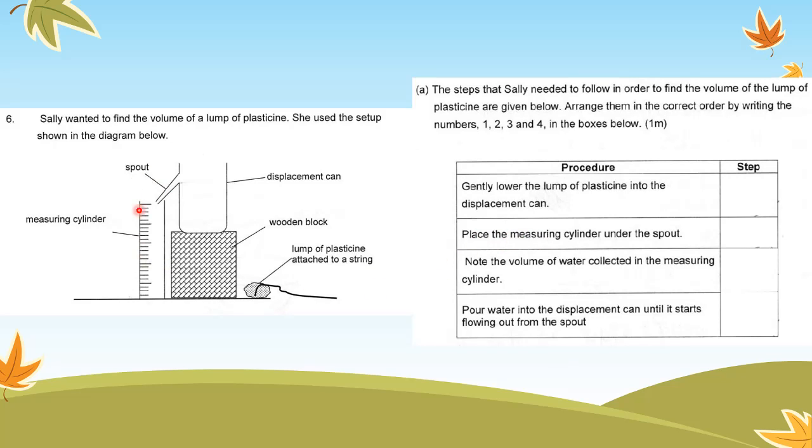So the measuring cylinder should be out first. Pouring water into the displacement can until it starts flowing out from the spout should be first. So this one should be the first step. Okay, because you take away the measuring cylinder, you pour until the water flows out. That means it's already at the brim here. Okay, then you place the measuring cylinder under the spout. Then your measuring cylinder will start from a 0 reading. There will not be any water inside. So this one should be number 2.